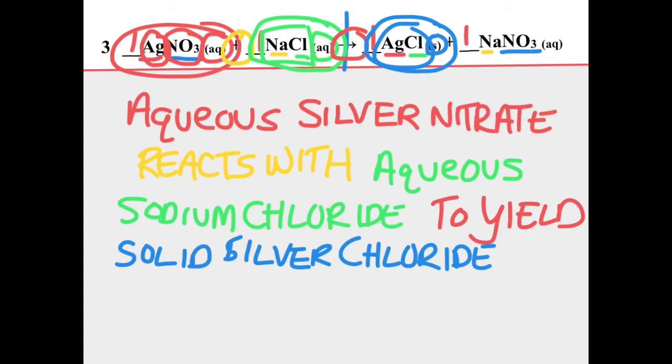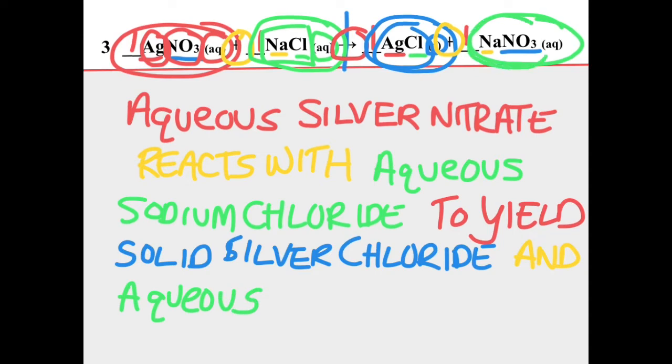And next is the plus sign. Remember, the plus sign on the product side means simply and. So this reaction is going to create solid silver chloride and one other thing. What is that other thing going to be? NaNO3 with an AQ. AQ stands for aqueous. So it's going to be aqueous.